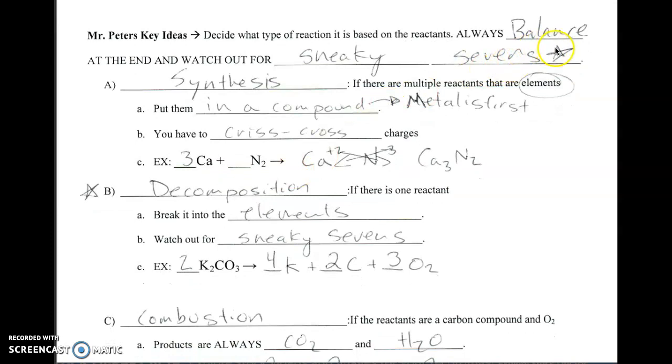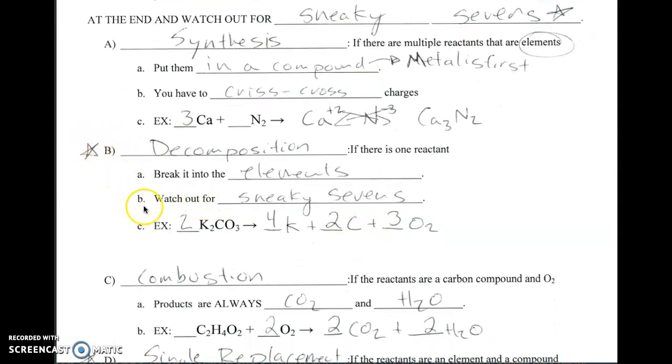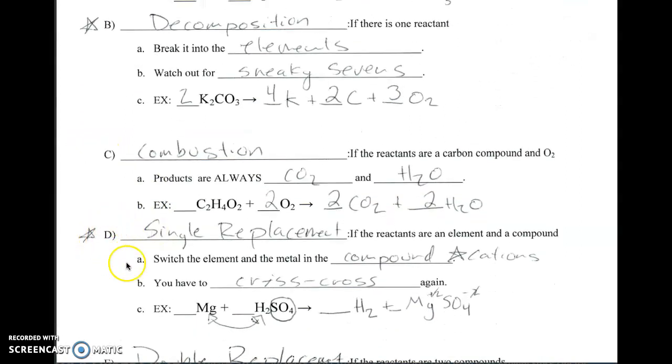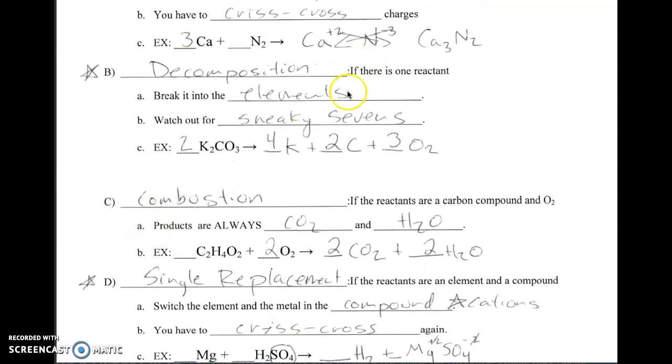Okay, so sneaky sevens, notice that's starred right here. A case where you're going to see that is in a decomposition reaction and in single replacement. Those are really the only ones you're going to see it. Okay, so in decomposition, I know it's decomp because there's one reactant. And this is just going to be our rule. Is it a perfect rule? No. Okay, so if you go on to future chemistries, you're going to see that this isn't always going to hold up.